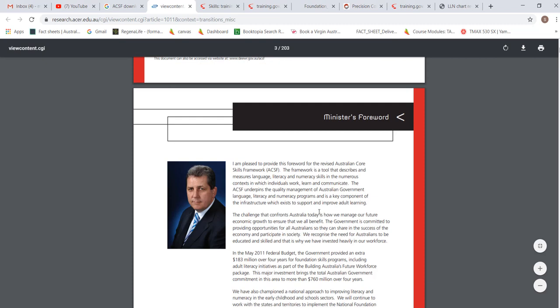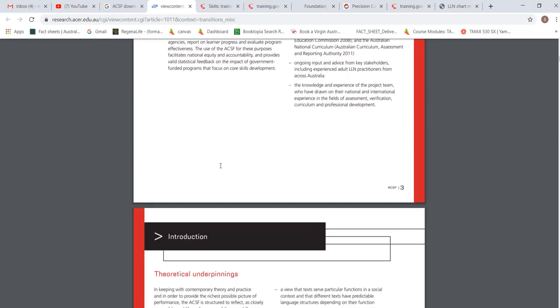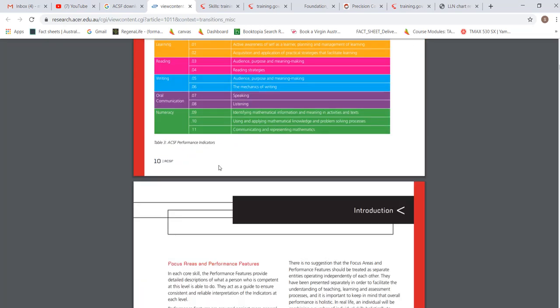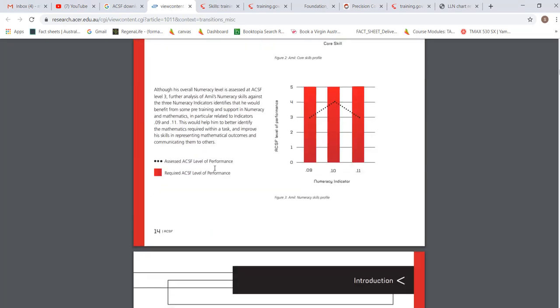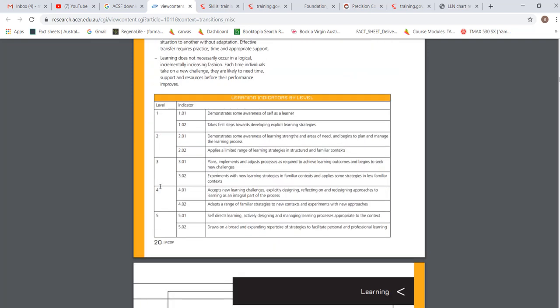Alrighty, so let me show you around the ACSF a little bit. So if you scroll down, we have the different page numbers, obviously with the different chapters that we've got going on here. And if you scroll down, the first chapter is going to be learning. Okay, so as I said, each of the chapters is correlating to the core skills. So we got learning, and that is broken down into levels 1, 2, 3, 4, or 5. And it's also broken down into indicators.